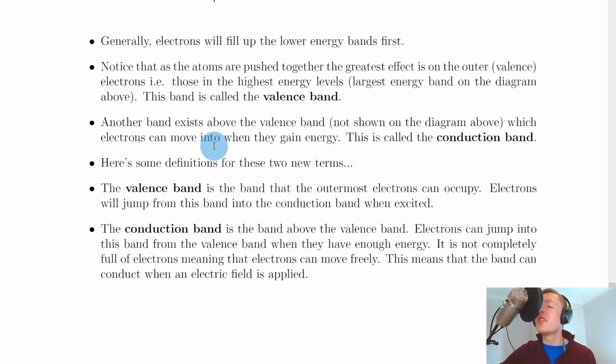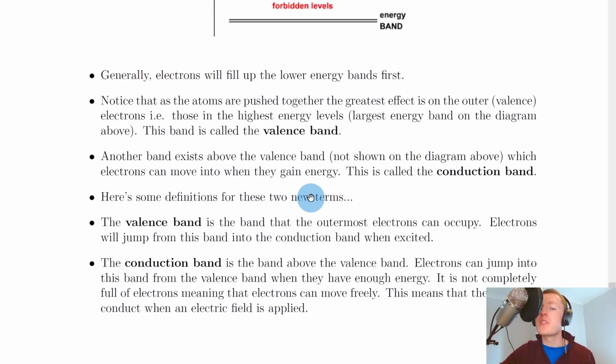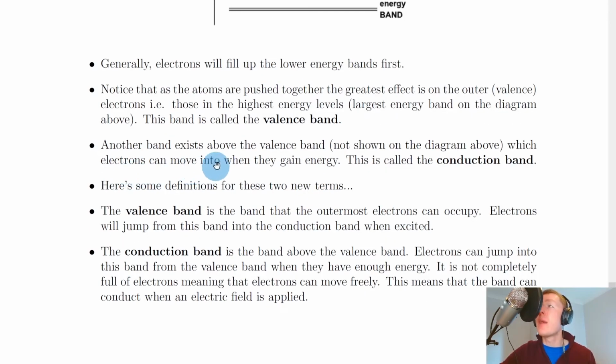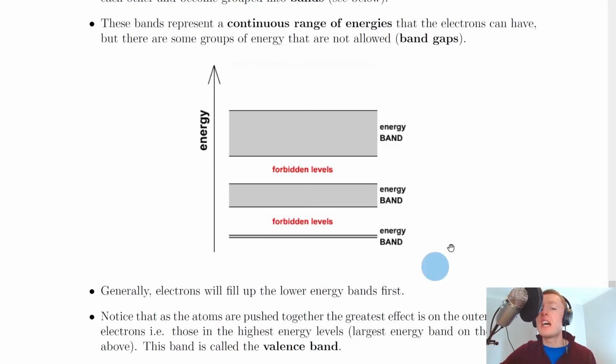So we've started to introduce band theory here by talking about something called the valence band, and another band actually exists above the valence band which electrons can move into when they gain energy, and we call this the conduction band. Now notice on the diagram here we've not got a conduction band, but it would exist up here above the valence band. And we're saying that the conduction band is the band that electrons can move into from the valence band when electrons gain energy.